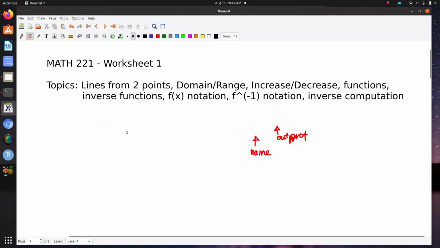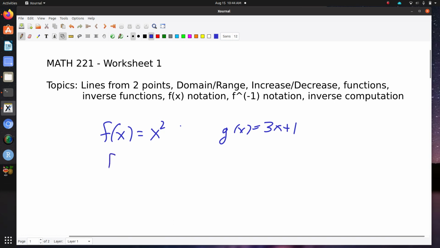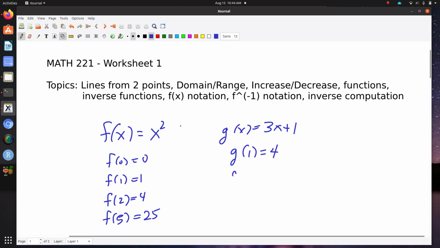So for example, if I have f of x equals x squared, and g of x equals 3x plus 1, then I can do something like f of 0 equals 0, f of 1 equals 1, f of 2 equals 4, f of 5 equals 25, and so on and so forth. g of x is equal to g of anything. g of 1 equals 4, g of 5 equals 16, and things like that.